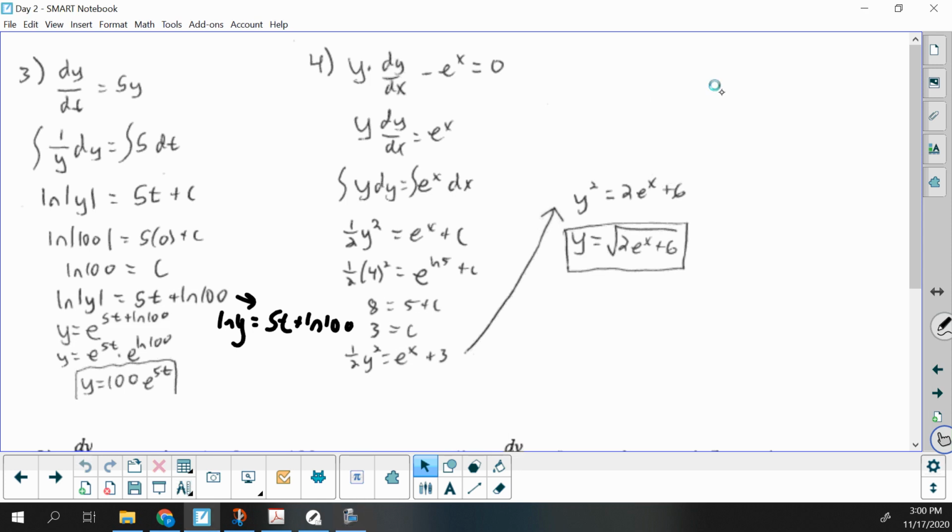So we need to at least think about, are there any issues with undefined? Well, e to the x is always positive, so that radical will never be negative underneath. There's no denominators in our differential equation, so no need to restrict our domains at all.